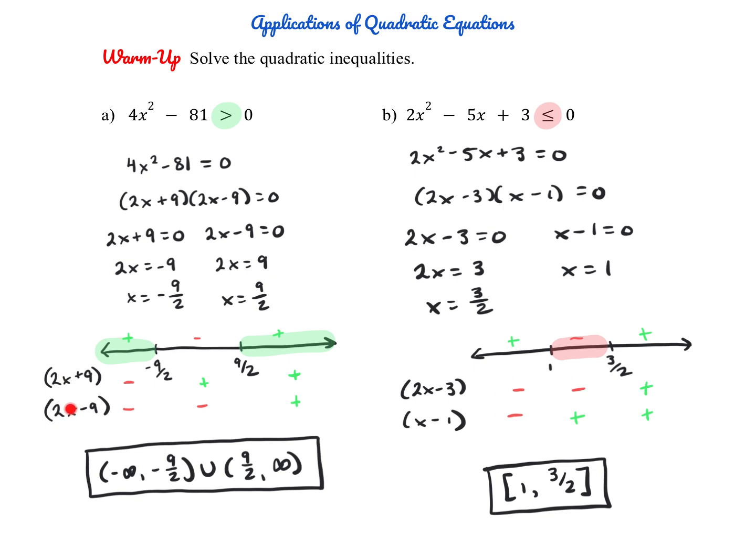So I used the factors and I found the signs of the factors over the different intervals, allowing me to find the overall sign of my function. And then for the first one, we have two separate intervals where our answer is positive, so negative infinity to negative 9 halves and 9 halves to infinity. But for part B, we want to know where our equation is less than 0, so the negative portion, which is between and including 1 and 3 over 2.